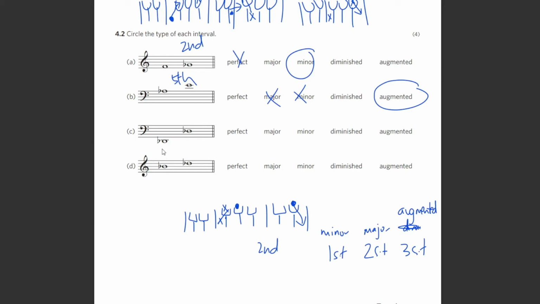Next, D flat to D flat. They are 1 octave apart, and they are the same note, so perfect eighth.